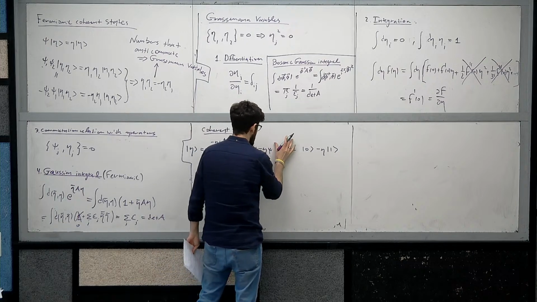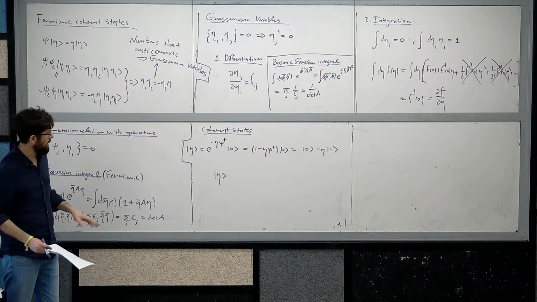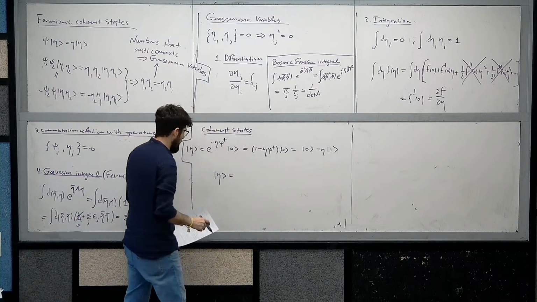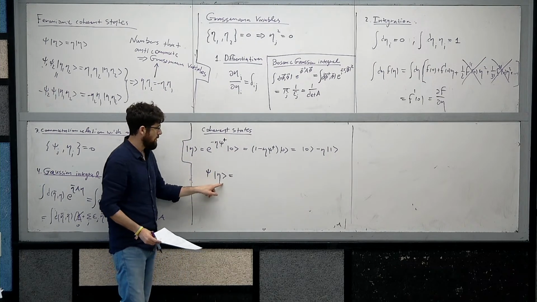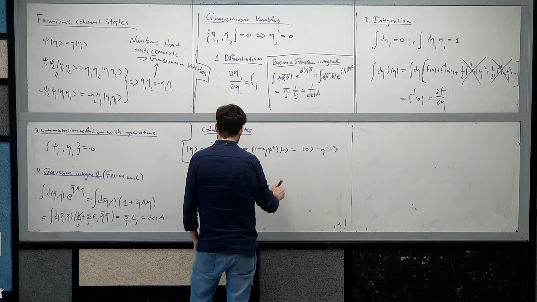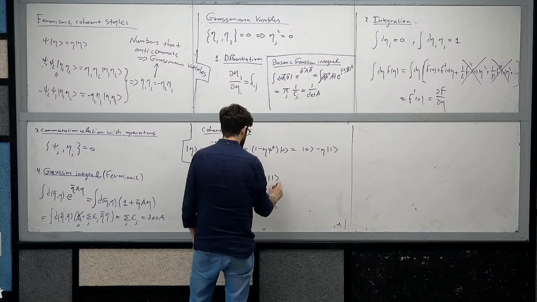I might substitute sometimes eta, psi, C, so please correct me if I do so. If I act with psi on this, we expect it to give eta times psi. So I'm working exactly on this. I have psi acting on |0> minus psi eta |1>.